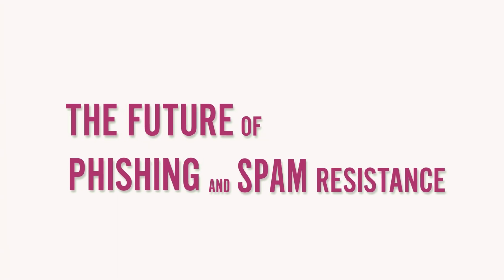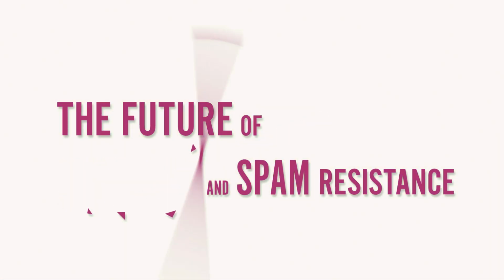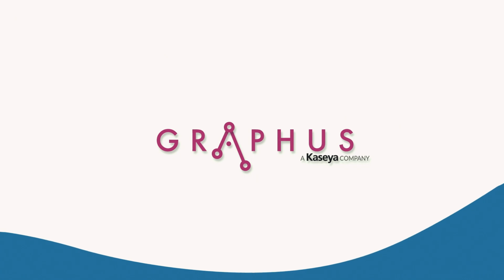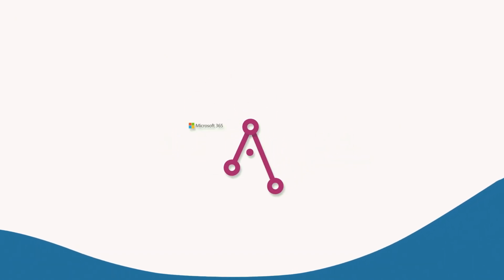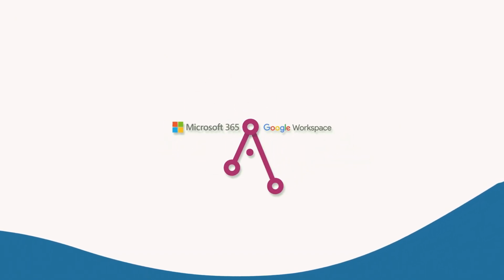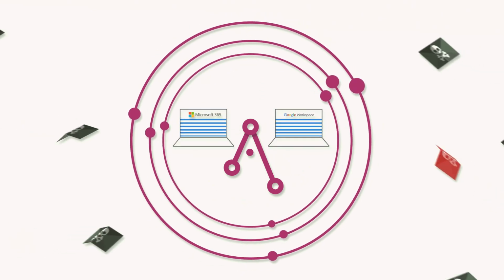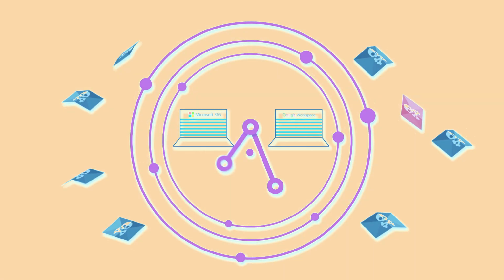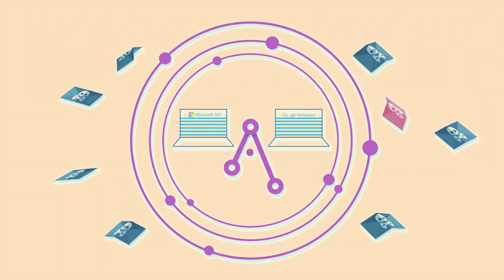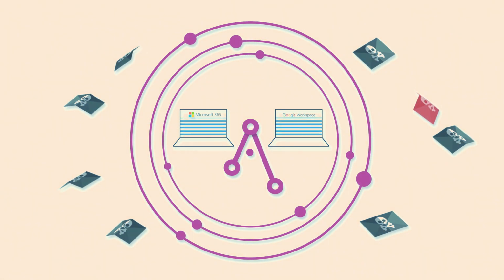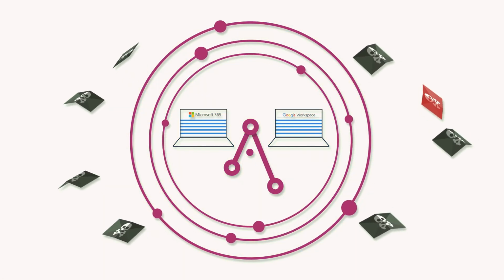The future of phishing and spam resistance is here. Meet Graphus, the automated email security guardian for Microsoft 365 and Google Workspace that puts three layers of defense between malicious emails and your client's business. It also gives each user a personal spam filter to keep their inboxes free of unwanted messages.